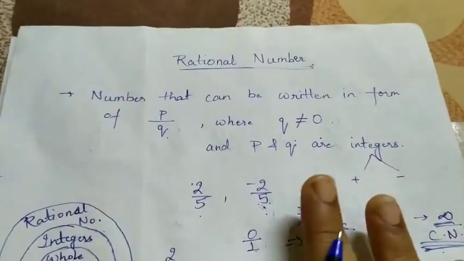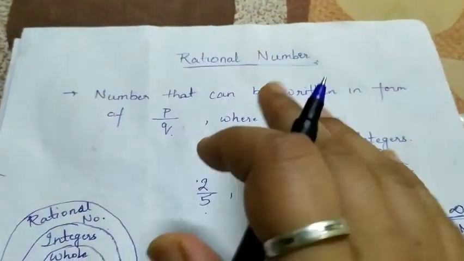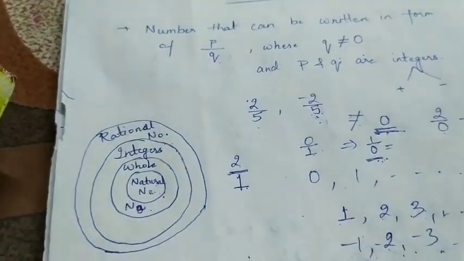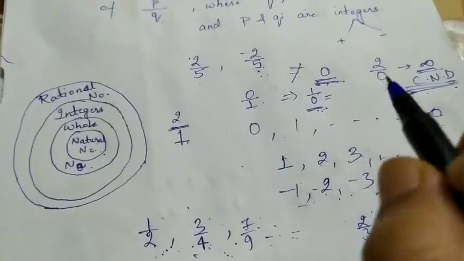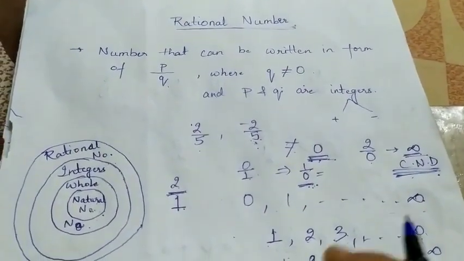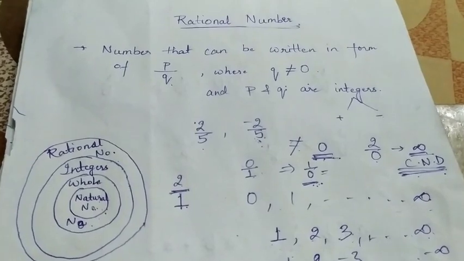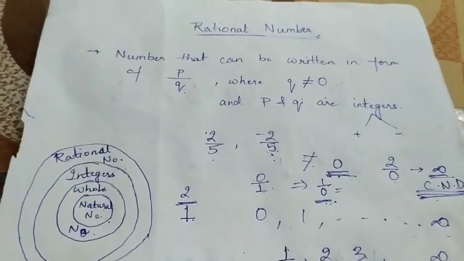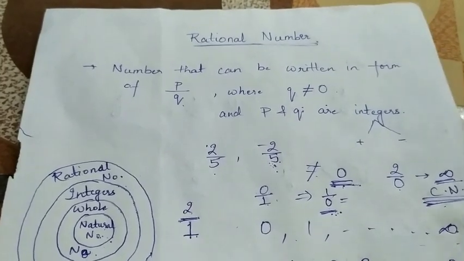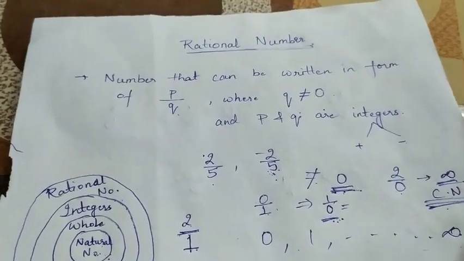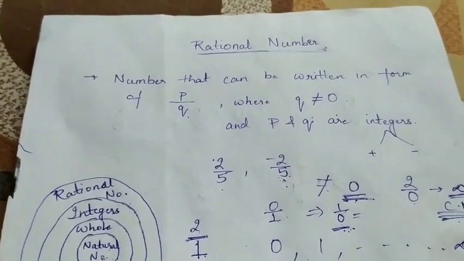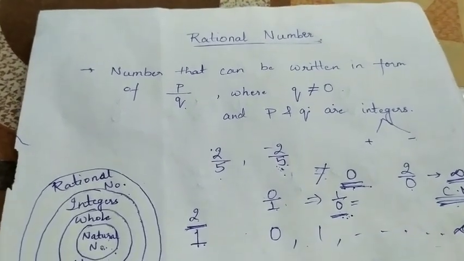I hope you all have understood what a rational number is, and what natural numbers, integers, whole numbers and fractions are. Now you would have studied some properties of rational numbers. You would have seen in the last video that when you add two rational numbers, it gives a rational number. When you subtract two rational numbers, it gives a rational number. The same thing you would have done under the fraction topic.